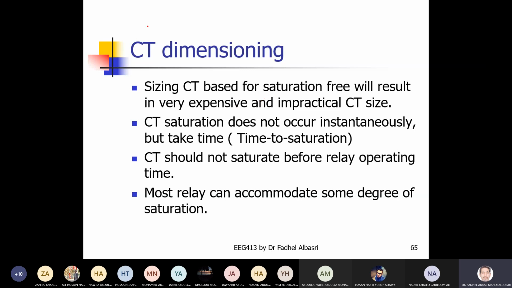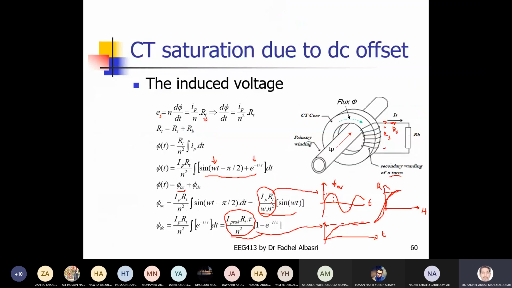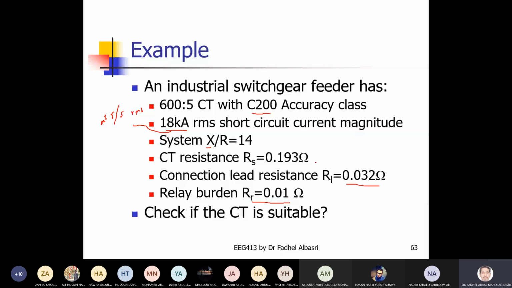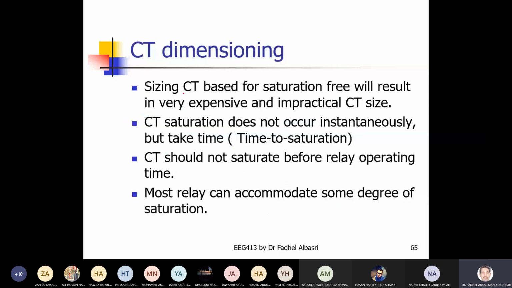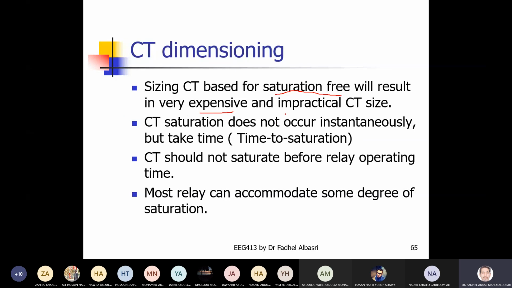And this is called CT dimensioning. I want to choose a CT that will not saturate up to a time T, during which I don't want the CT to saturate. I don't care later if the CT saturates, if the relay has taken action. So CT sizing based on saturation free means I consider the factor 1 plus X over R. This is saturation free, the CT will never saturate. It will lead to a very expensive choice of CT and a very large CT size.